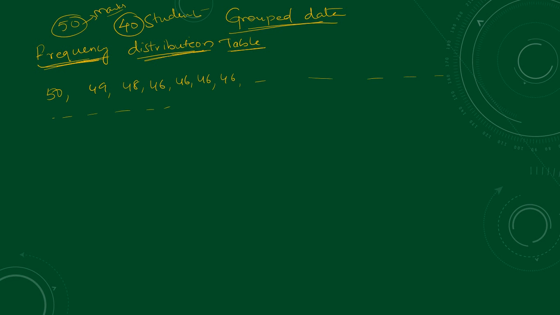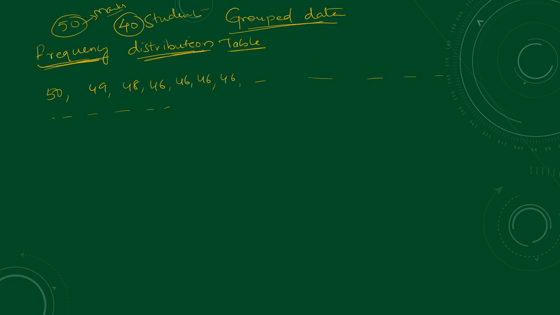By looking at the list of these marks, can you come to any conclusion? Can you say something about this data? We can't directly say. If you want to look at the table and interpret the data, for that we have the group data concept, which is nothing but the frequency distribution table.